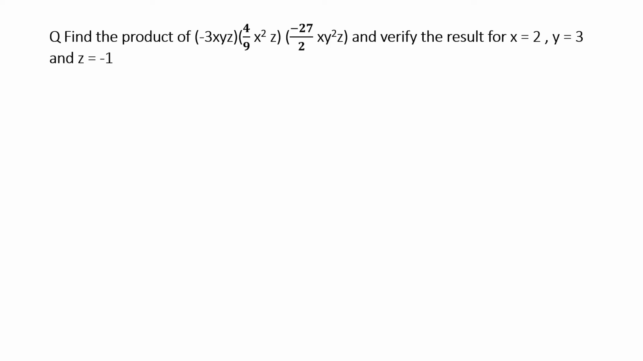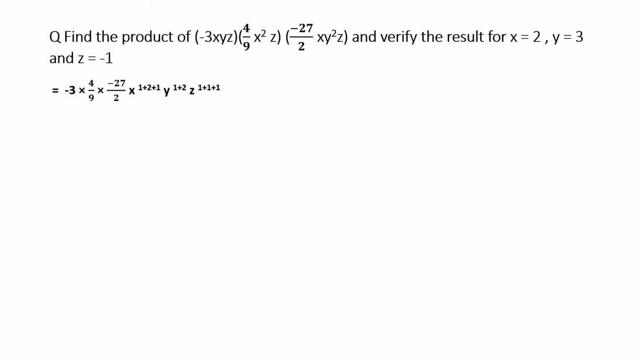Moving to the next question, find the product of minus 3xyz, 4 by 9 x square z, and minus 27 by 2 x y square z. Now we have three monomial terms and we have to verify the result for the given values of the variables x equal to 2, y equal to 3 and z equal to minus 1. How to multiply the monomials we have discussed in the previous question.